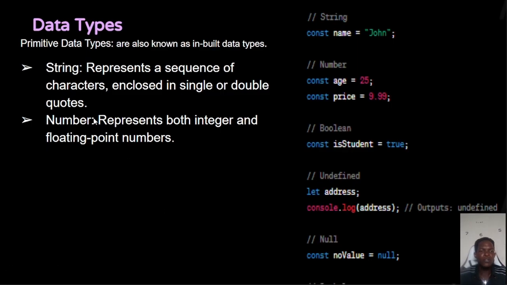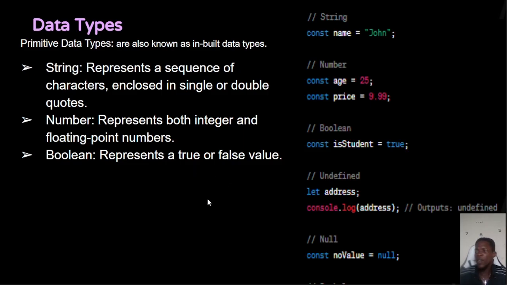For number, number represents both integer and floating point numbers, so decimal numbers and all that. You can also see the example we had earlier on, num for numbers. Then we have boolean. Boolean simply represents a true or false value.